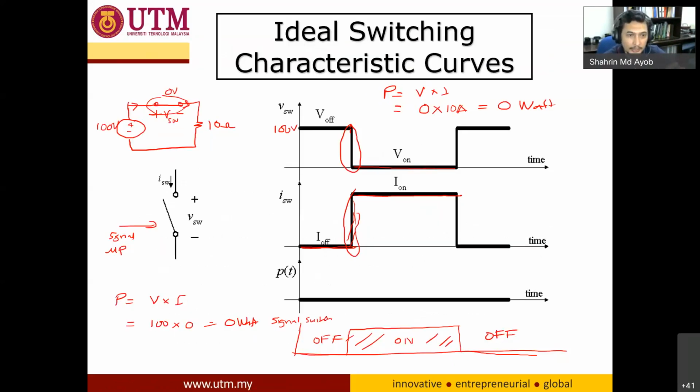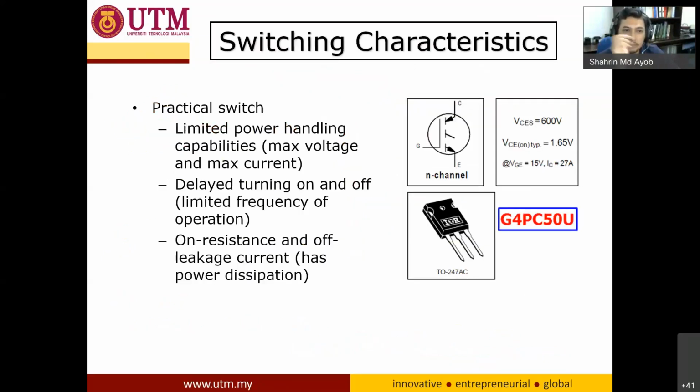Okay, so that is for the ideal switch. And you can use this ideal switch in your simulation file if the analysis is more towards seeing whether the circuit is operated or not. Okay, but if your analysis is more towards seeing the voltage drop, the power losses and so on, then you need to use the real switch characteristic. So the next is the switching characteristic for the practical or what you call the real switch.